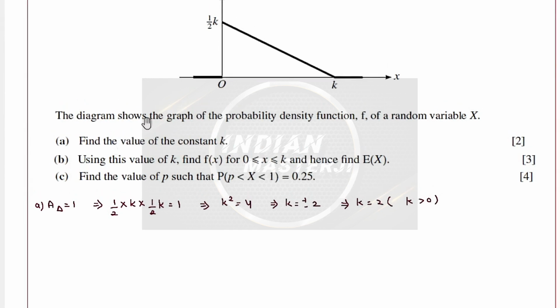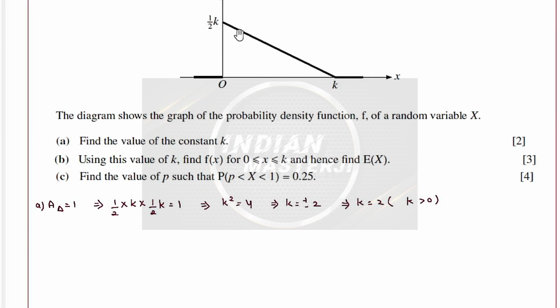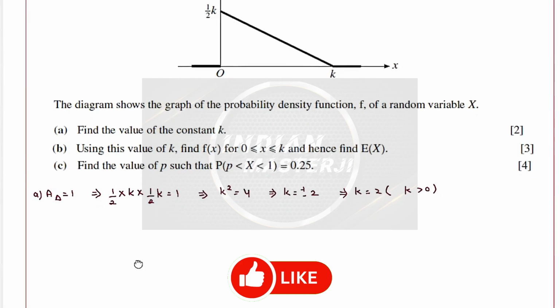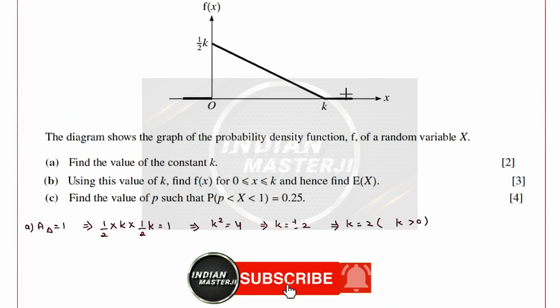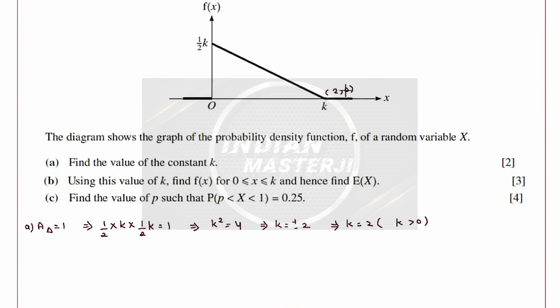And we also know that the f of x curve always lies on the upper side of the x-axis. So k can't be negative. So this answers part A of the question. So with this, what do we get? We get this point as (2, 0) and this point as (0, 1).